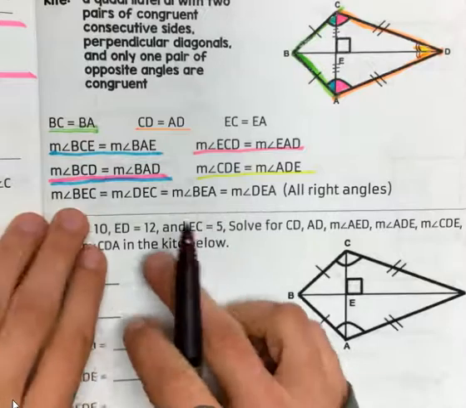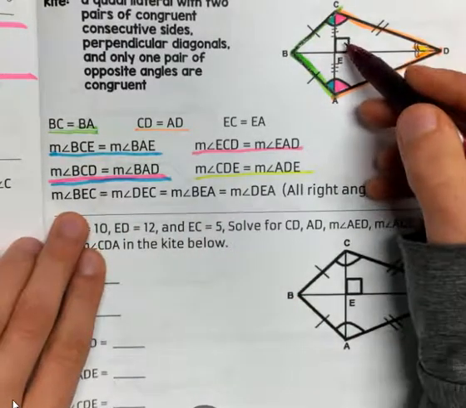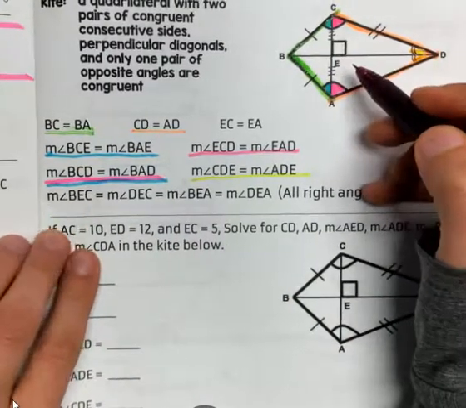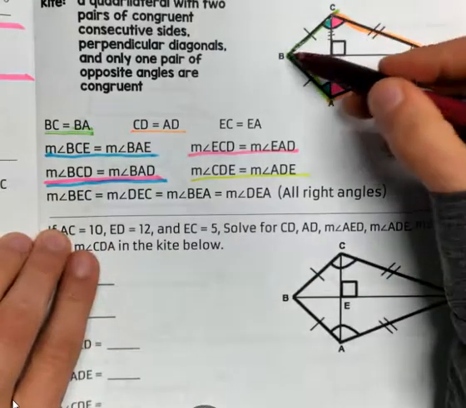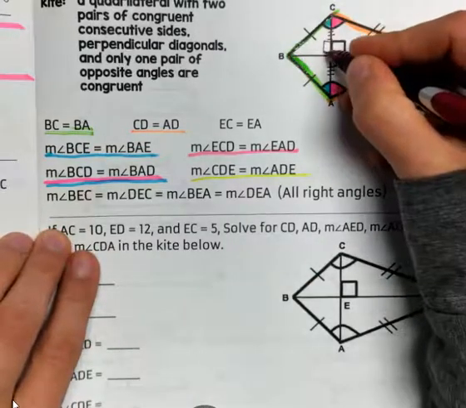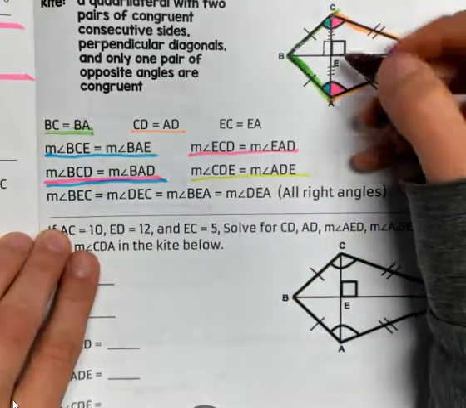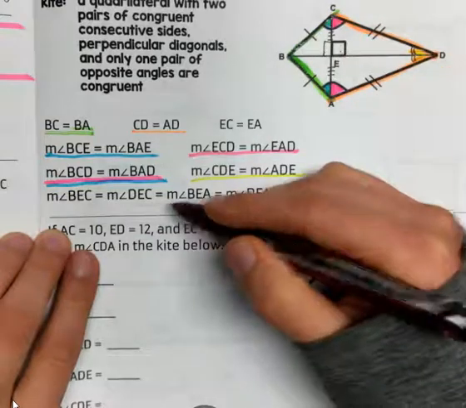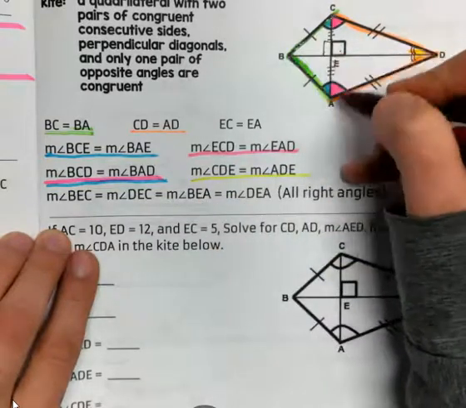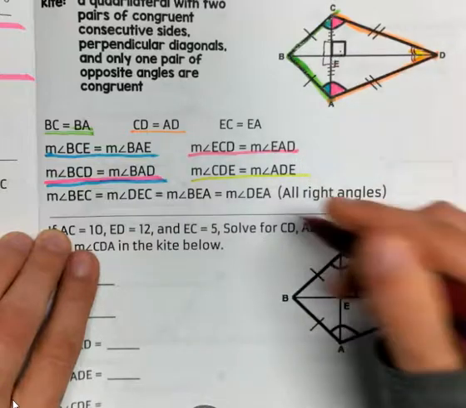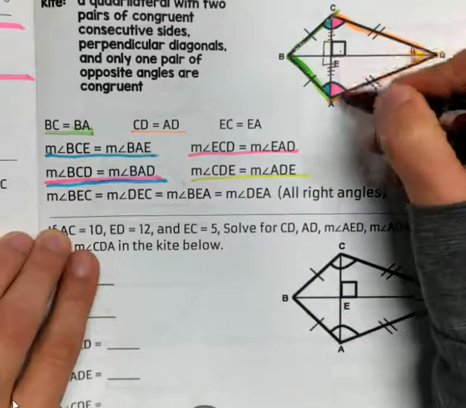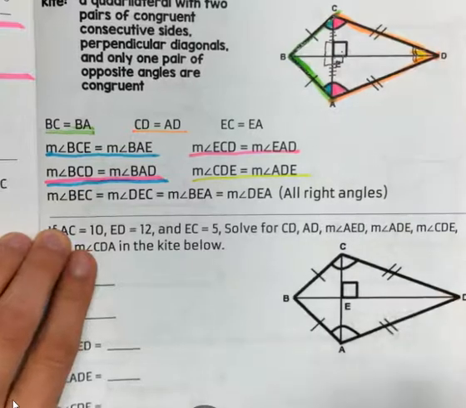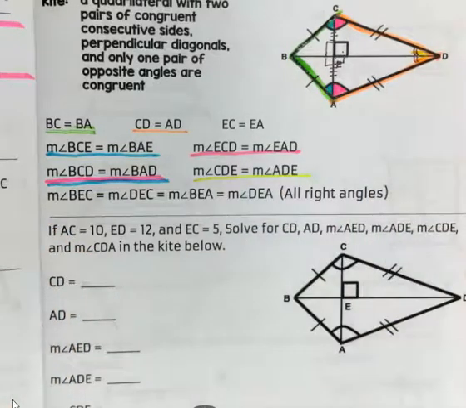And then last thing is all the angles in the middle are all right angles. So BEC, that's going to have a right angle. DEC, that's a right angle. BEA, it's right here. And DEA, so that's this one right here. So you have all right angles in the middle. Okay, so that's the way that a kite works.